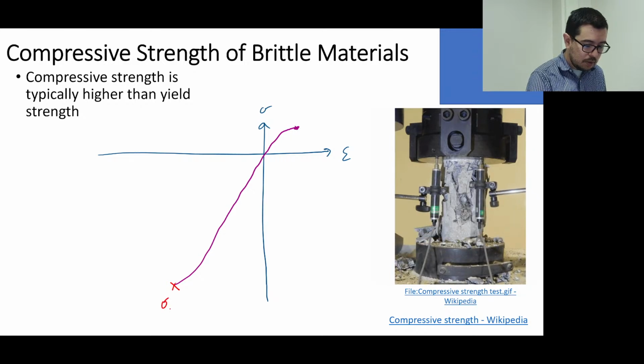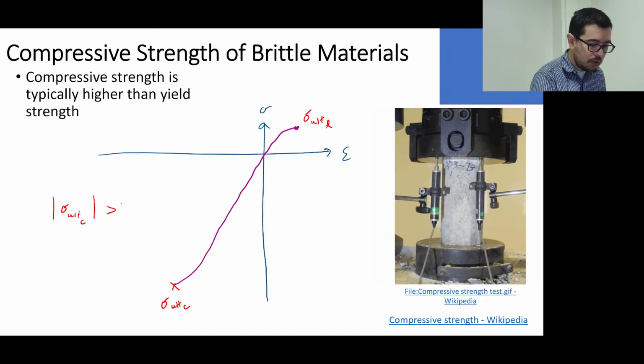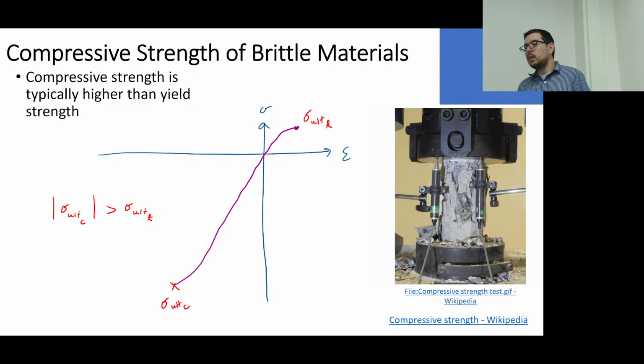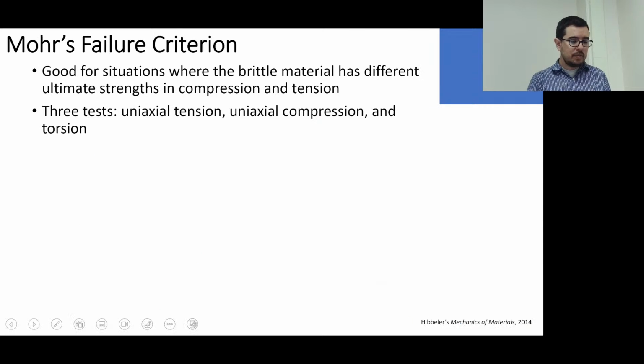So that means that down here, this sigma ultimate C and this sigma ultimate T, the magnitude of sigma ultimate C is greater than the sigma ultimate T. So that nice little box is something we're going to modify here.